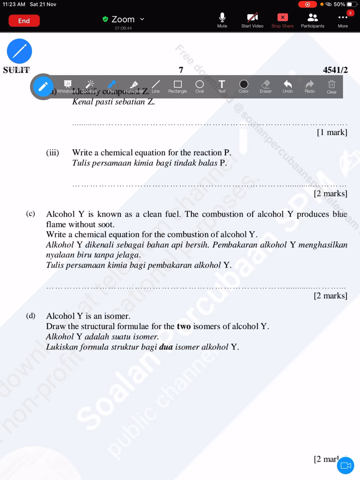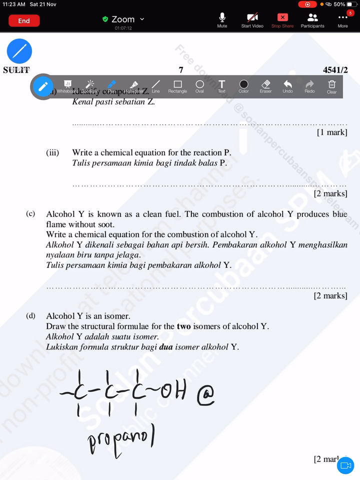Okay, let's look at the other one. Alcohol Y has isomers. Draw the structural formula for two isomers of alcohol Y. So how to do it? 1, 2, 3. Take the easiest one. And of course, during the exam, please put in all the hydrogen. This is your propanol. Or you can have 1, 2, and 3, put the OH over here, and of course all the hydrogen.